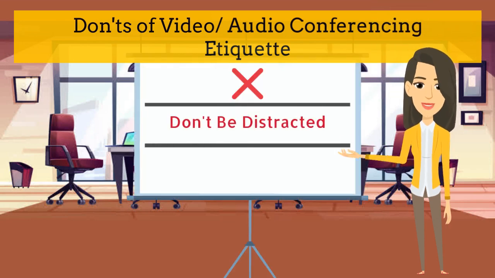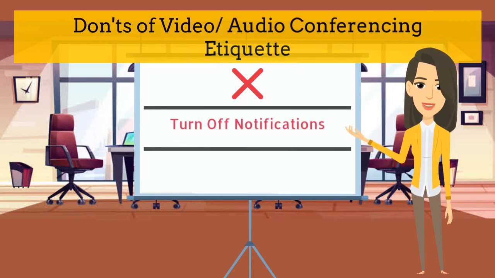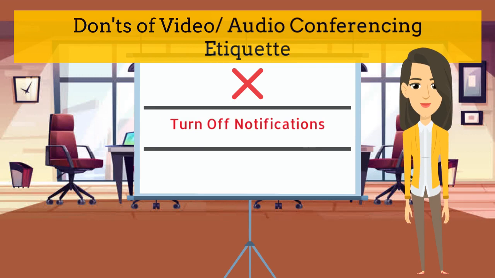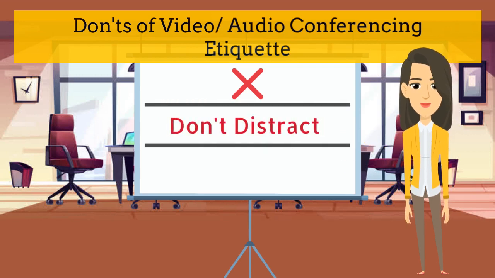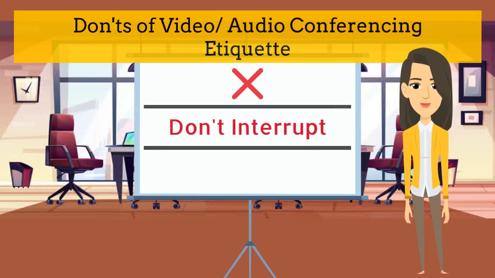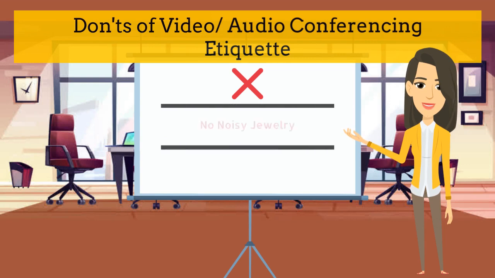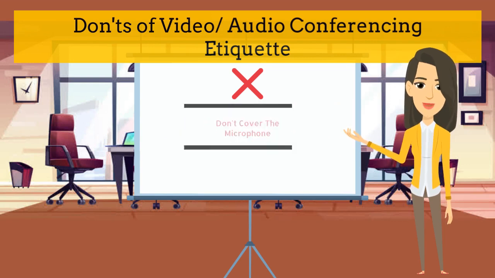Now let us look at don'ts of video conferencing etiquette. Don't be distracted by email, web surfing, or texting. Turn off all notifications and make sure your cell phone is on silent. Don't make distracting sounds or movements. Don't shout. Don't interrupt other speakers. Don't carry on side conversations. Don't wear noisy jewelry. Don't cover the microphone.